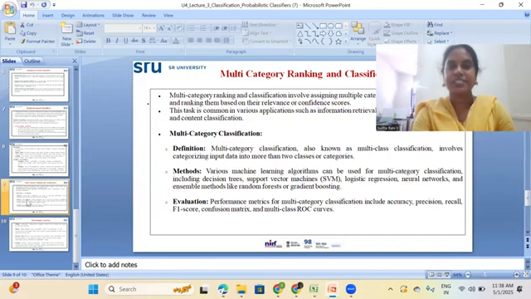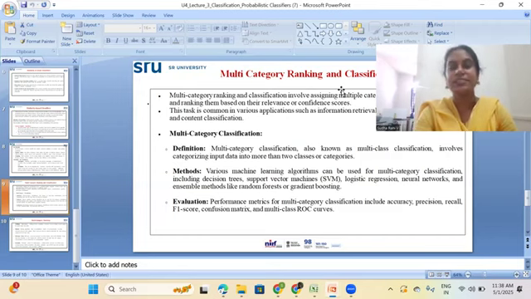Multi-category ranking and classification. Multi-category ranking and classification involve assigning multiple categories and ranking them based on their relevance or confidence scores. Multi-category classification is also known as multi-class classification. So just now we have seen that in classification, we have both binary classification as well as multi-class classification. Multi-class classification involves categorizing input data into more than two classes or categories.